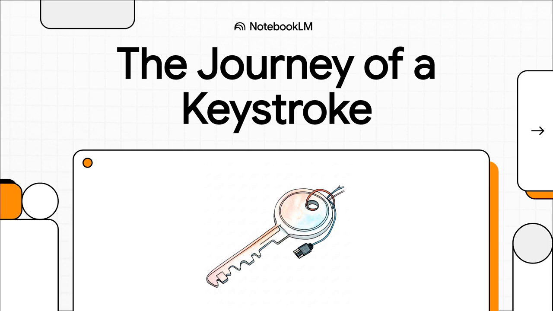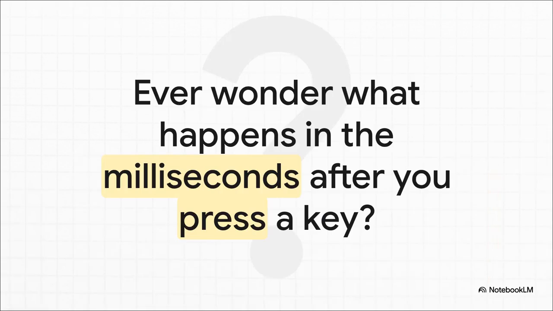Okay, let's actually dive in and trace the path of one single keystroke, all the way from your finger to the screen. I mean, it feels instant, right? You press it, it appears. But what's really happening in that tiny fraction of a second? We're going to follow that signal right from its birth inside the keyboard all the way to the light that actually forms a letter on your display.